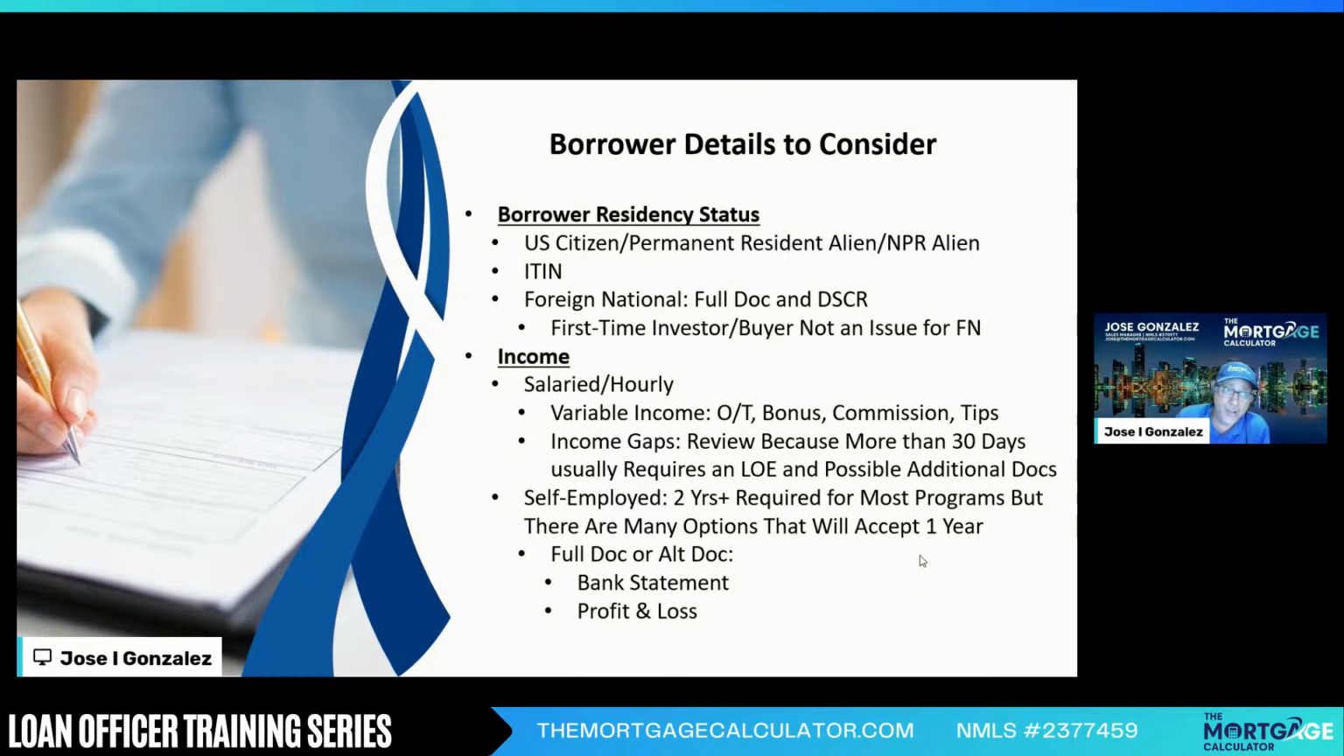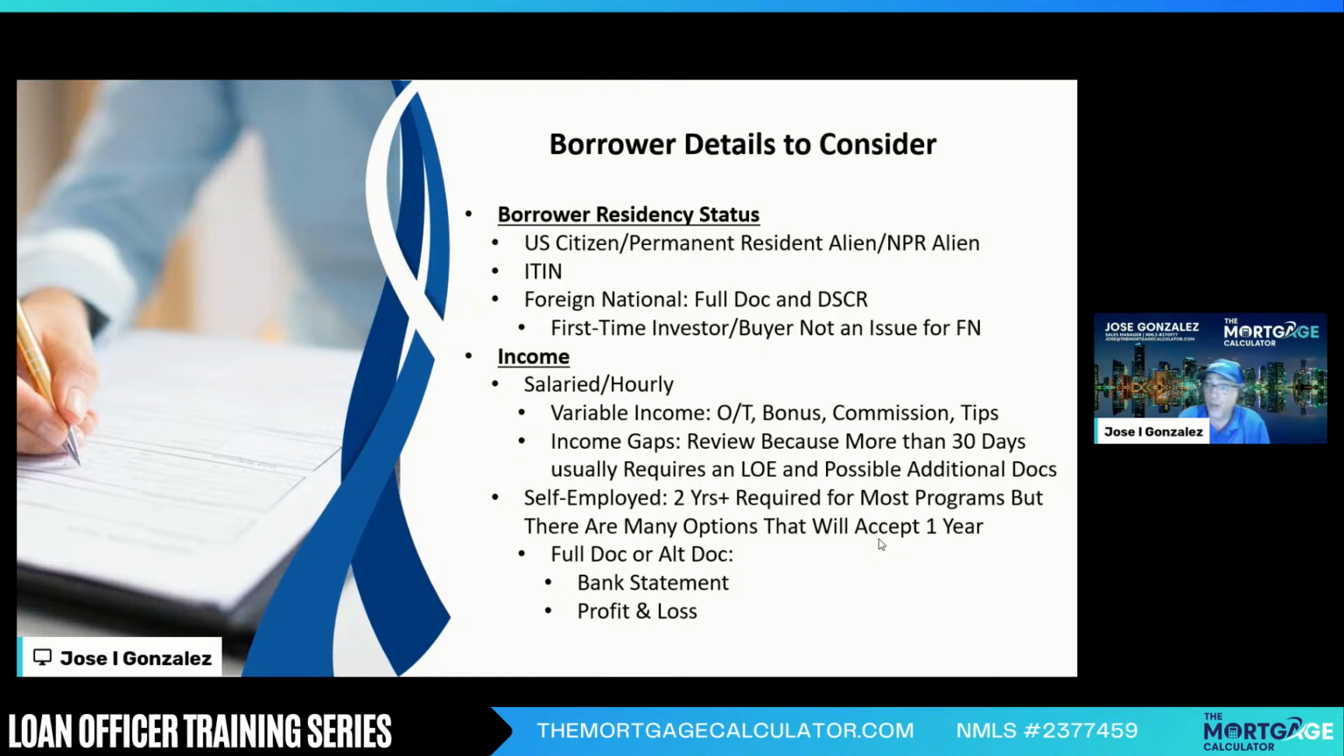Income, borrower income. Now, we've had all these trainings lately, right? Are they salaried, hourly? Is there variable income, like overtime, bonus, commission, tips? Are there income gaps? Because if it's more than 30 days, they're usually going to have to provide an LOE and possibly additional docs to document what they were doing if it's a large gap, like 6 months. If they're self-employed, 2 years plus is usually required for most programs. But, big but, we have many options that will accept only 1 year.